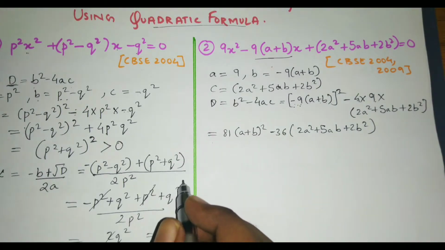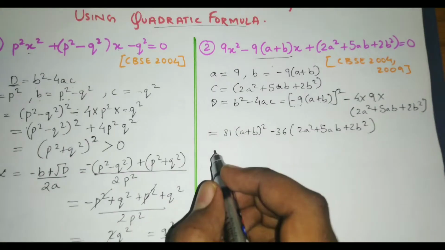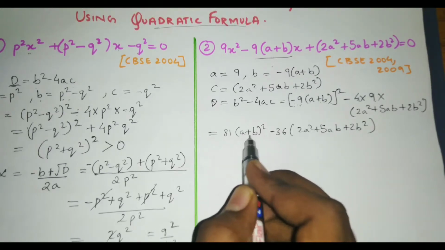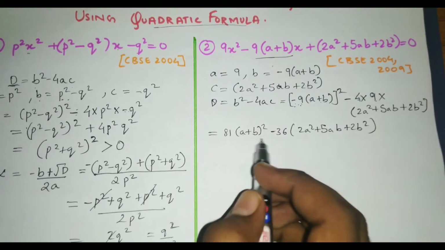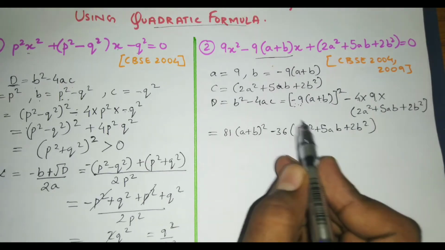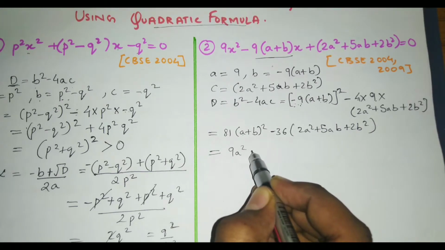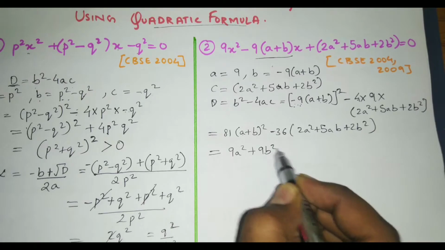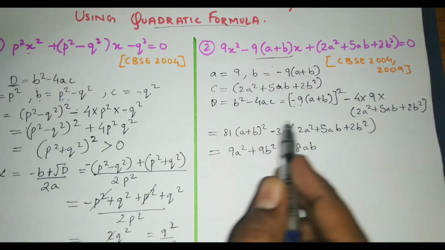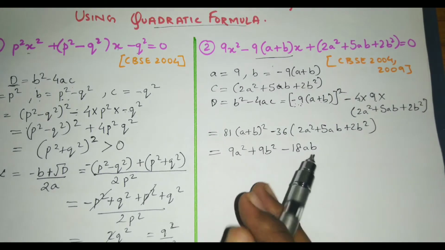Now what you have to do: when you simplify the whole terms, you have to open the bracket, like a square plus 2ab plus b square. Then minus 36, you have to multiply with the whole term, open this bracket, then combine the like terms, so you will get 9a square plus 9b square minus 18ab. Fine. So you have to just simplify this equation, open the bracket, then just combine the like terms.